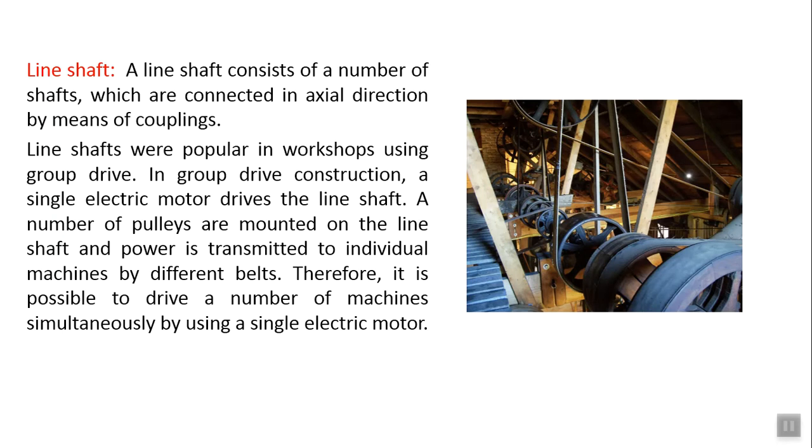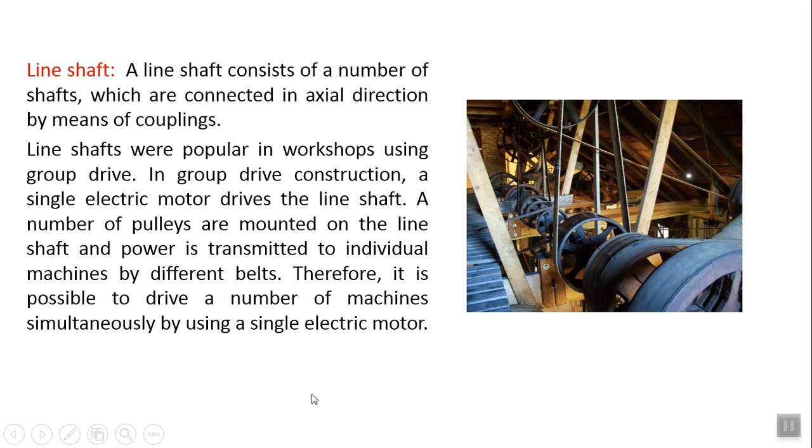Next is line shaft. A line shaft consists of a number of shafts which are connected in axial direction by means of couplings. You can understand here that all these shafts are connected in axial direction, and they are supporting different types of components. Here it is supporting a pulley. In the same way it can support a gear also. Now the pulley is again operating other machines. Line shafts are popular in workshops using group drive.